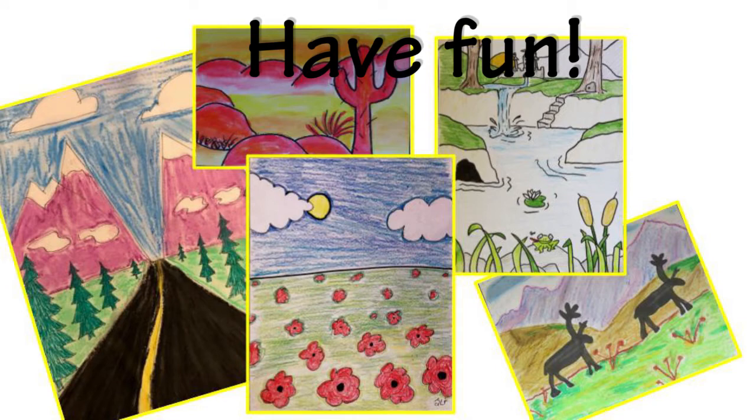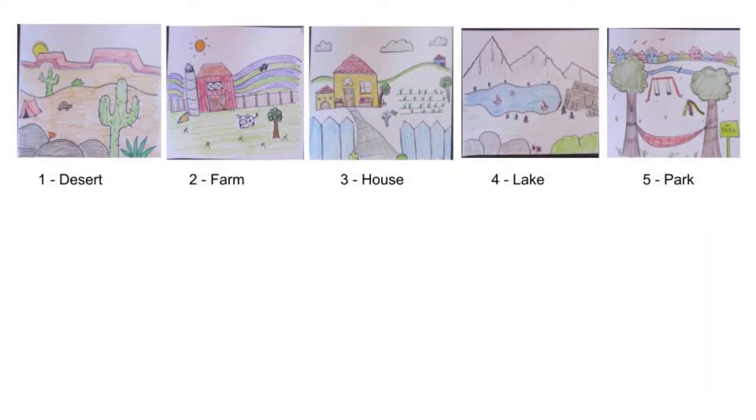If you're doing your own thing, you can stop this video now. If you want to see the step-by-step scenes, they're coming up next. This video has very short segments for each scene in the following order: desert, farm, house, lake, and then the park. Listen to the segment you are interested in. There'll be some tips. Then pause the video to keep the image on the screen for you to reference.